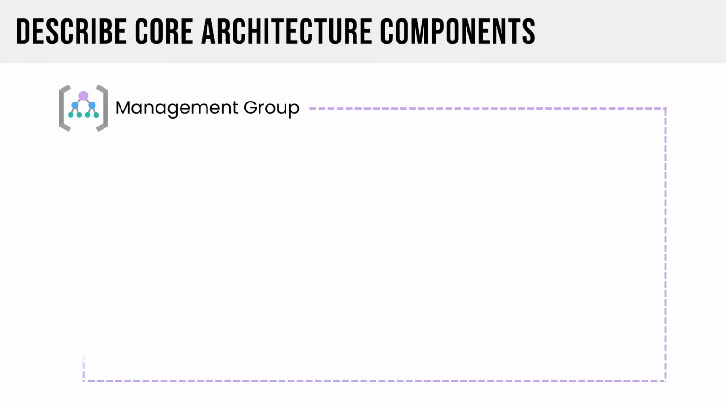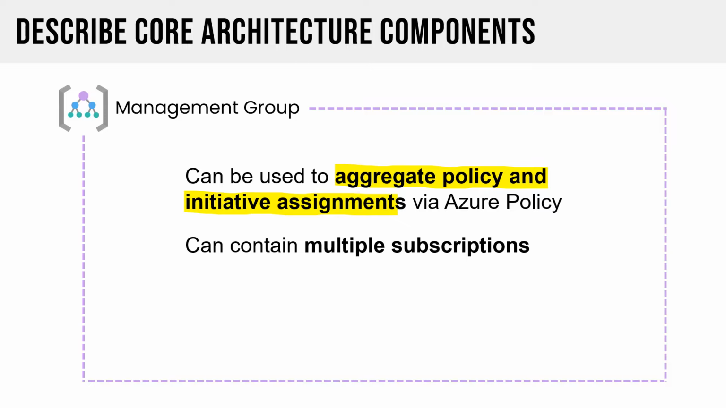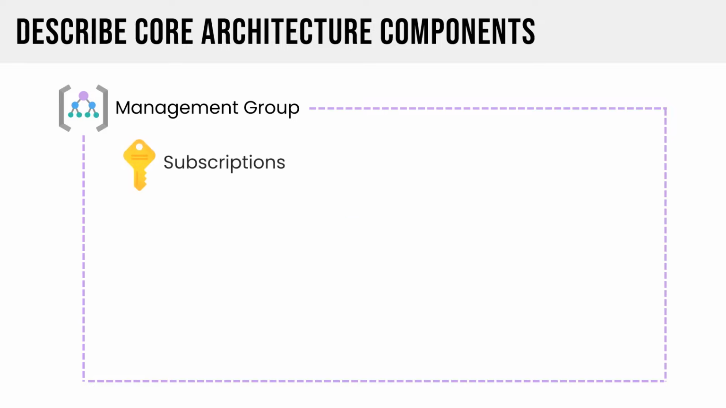All right, so a management group can be used to aggregate policy and initiative assignments via Azure Policy. It can contain multiple subscriptions, and all new subscriptions are going to be placed under that root management group I mentioned is there by default, but you can create your own custom management groups to create subsets of subscriptions so you can then target policy, right? I can target policy and initiatives to multiple subscriptions that way.